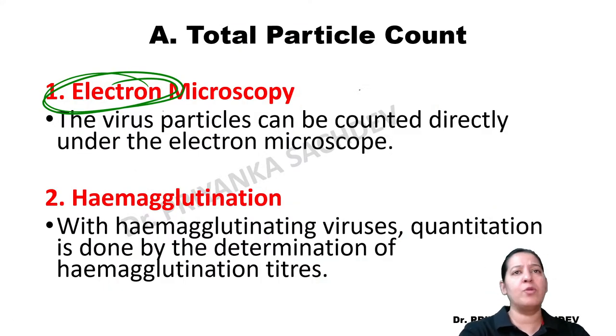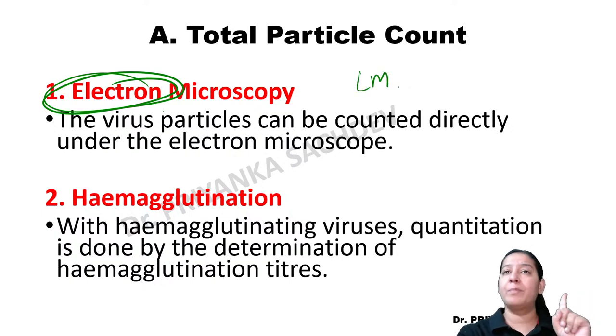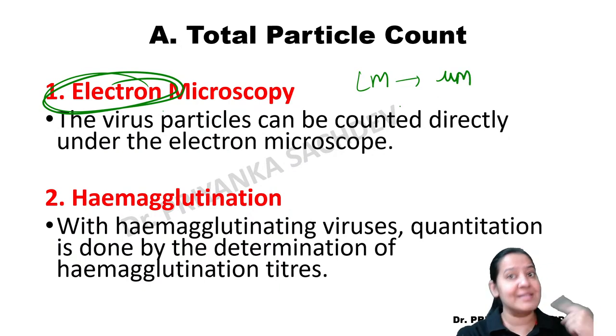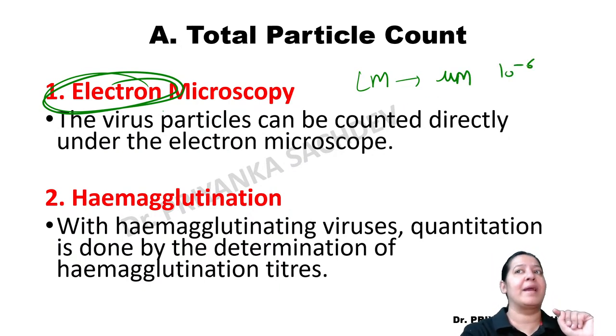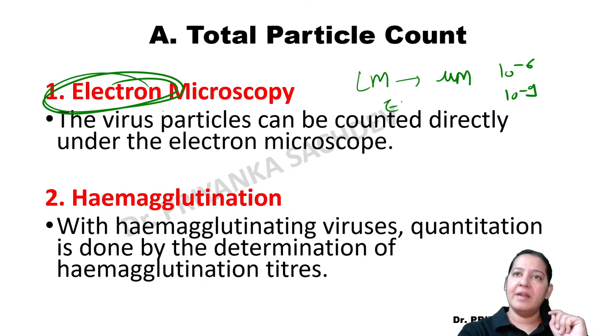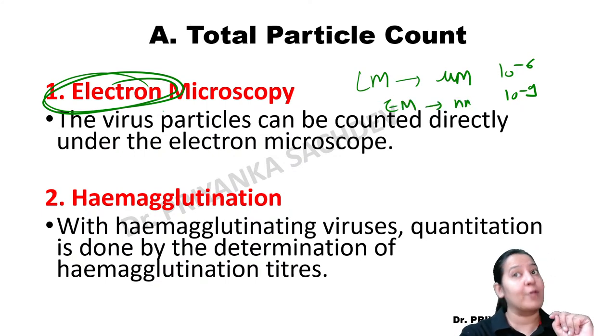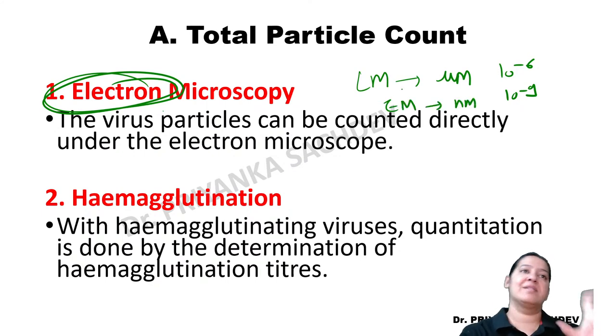In the light microscope you can't see viruses, because light microscopy resolution power is micrometer, and the size of the virus is nanometer. Micrometer is 10 to the power minus 6, but virus is 10 to the power minus 9. So you cannot see a virus inside light microscope, but in electron microscope the resolution power is nanometer, so you can see a virus in electron microscope.